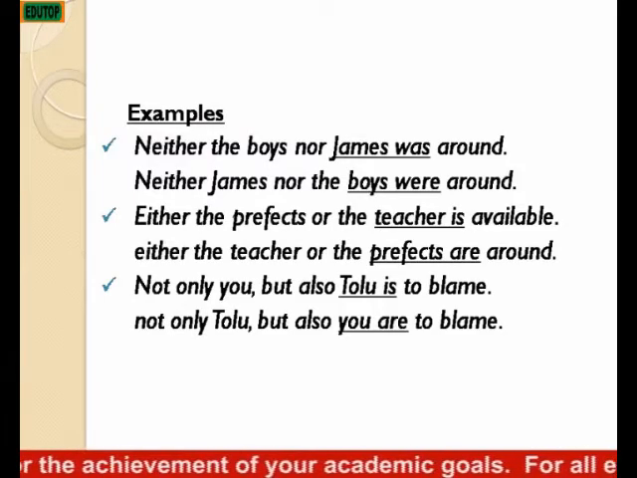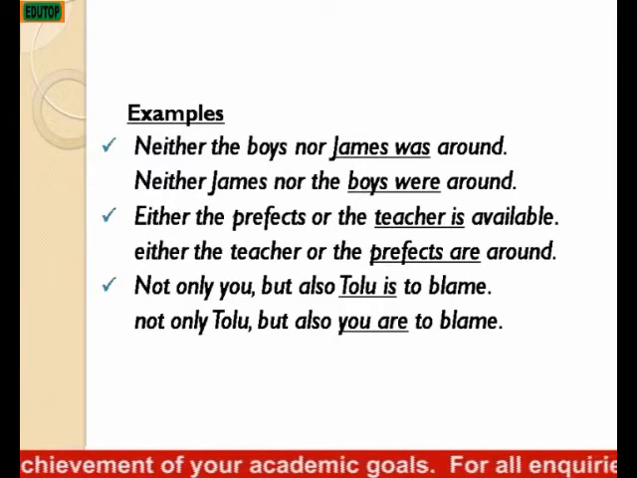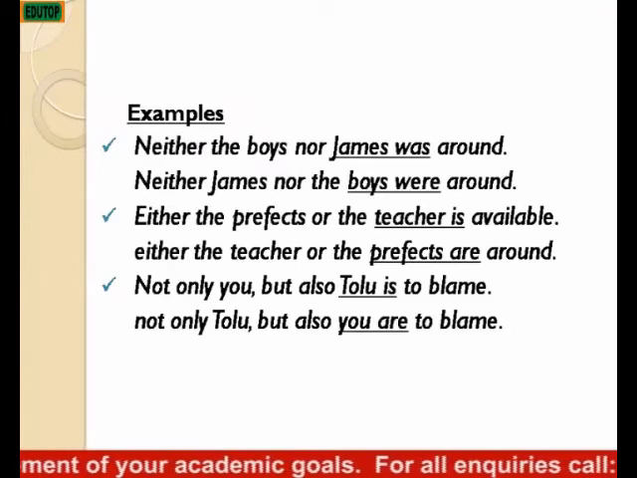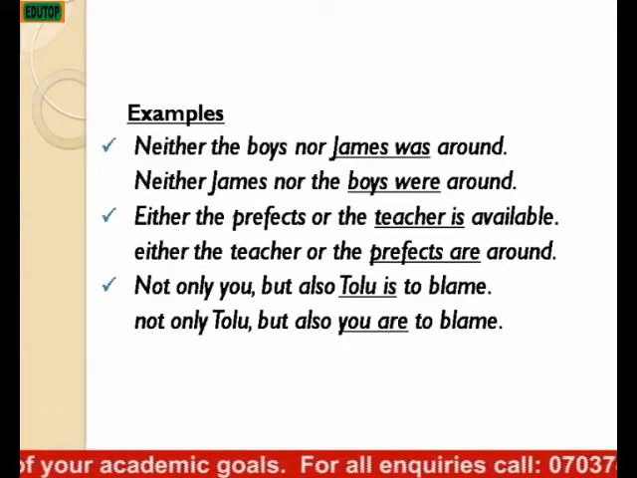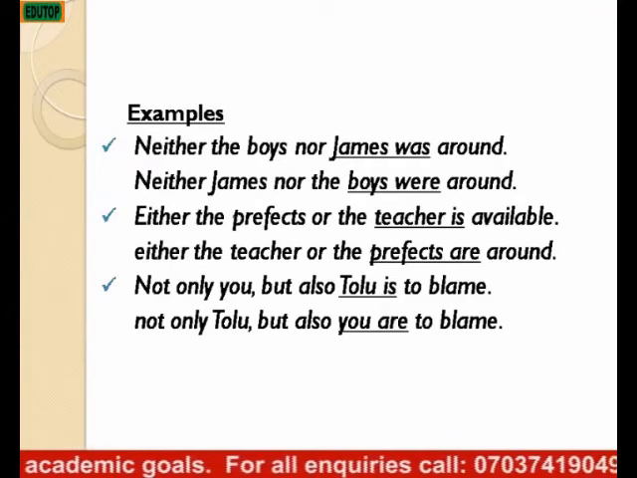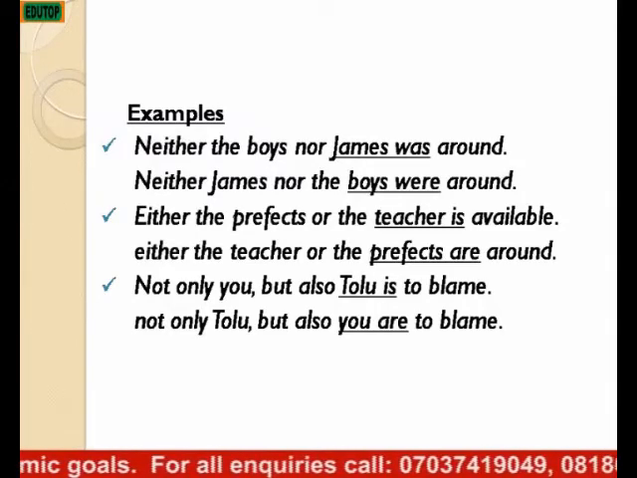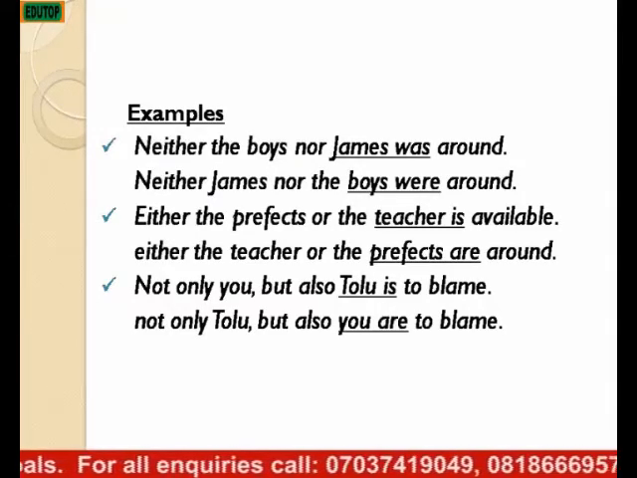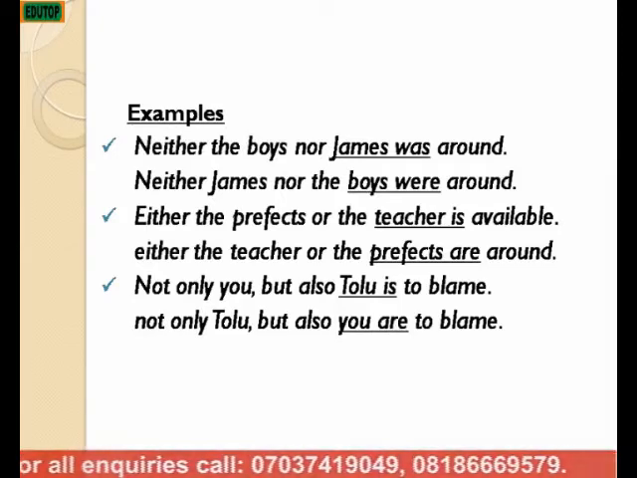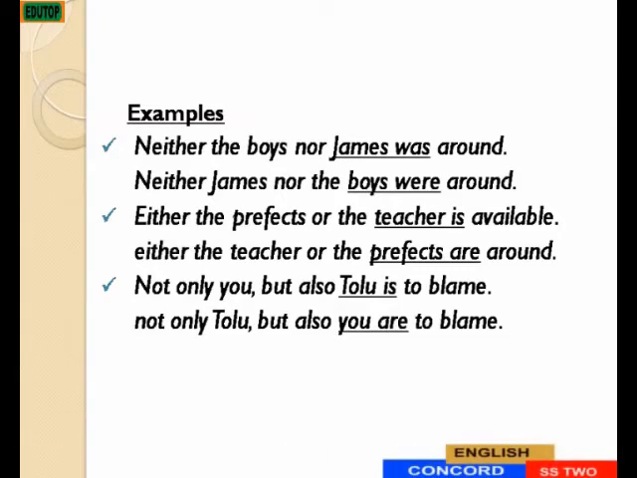The second example is: either the prefect or the teacher is available. The teacher is nearer to the verb, and so it attracts a singular verb. The other way around, we can have: either the teacher or the prefects are around.